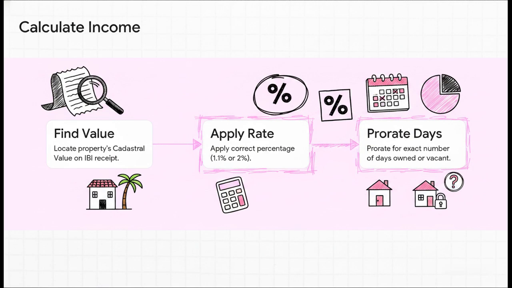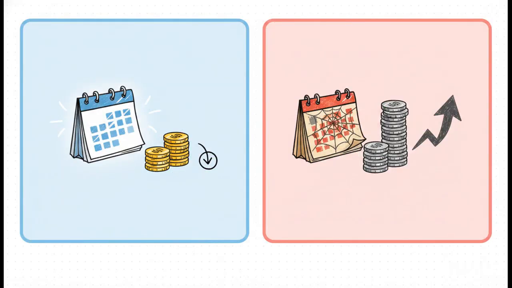And third, you prorate it, meaning if you didn't own the house the whole year, or if you rented it out part of the time, you strictly reduce the calculation to cover only the exact number of days it was genuinely vacant. So how do you know if you're in the 1.1% club or the 2% club?